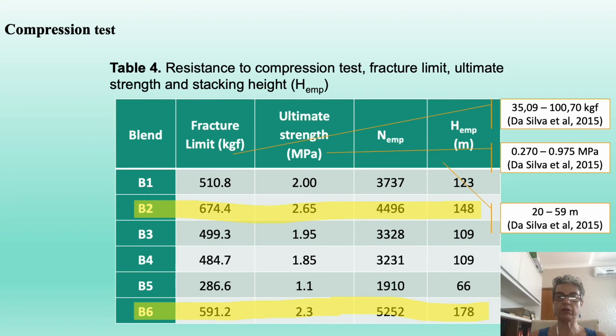When we compare with B4 and B5, we can see that the values increase for B2 by 39% when we compare with B4 and 135% when we compare with B5.